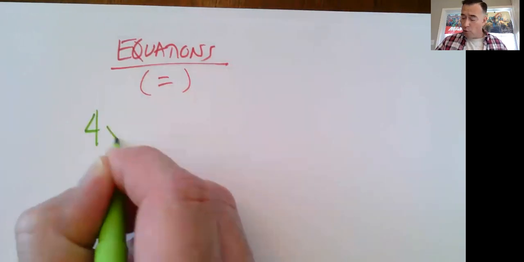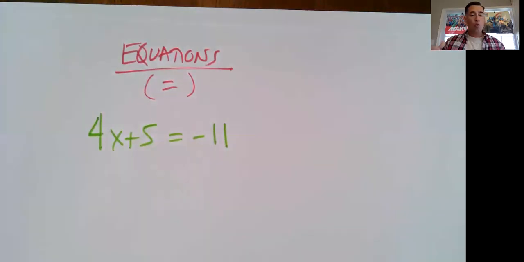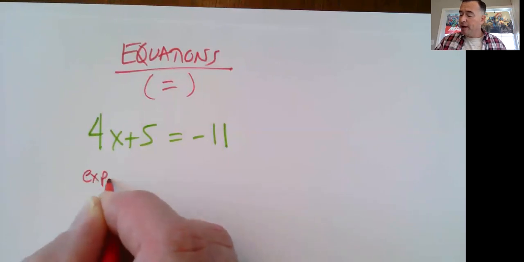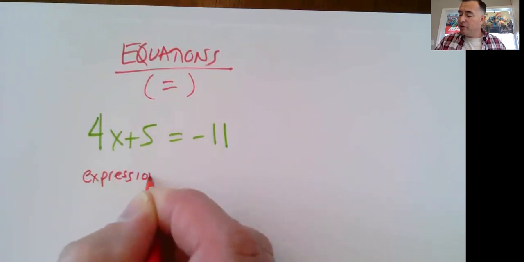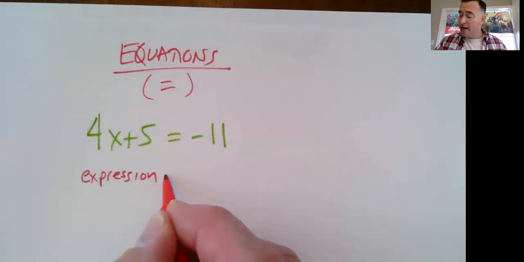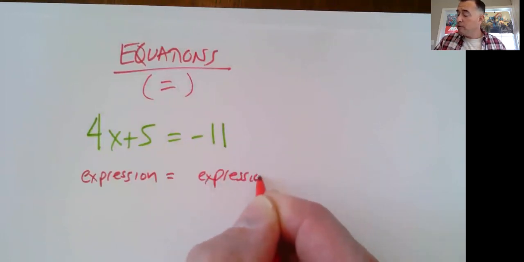If I give you 4x plus 5 equals -11, the equations we're going to be working with essentially work this way. 4x plus 5, we actually used that expression not too long ago. This is an expression. And essentially, when we're talking about equations, the way that they're set up is that you'll have an expression on one side, and it's going to equal some expression on the other side.